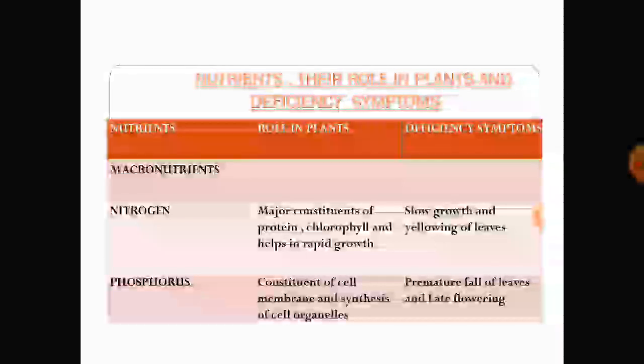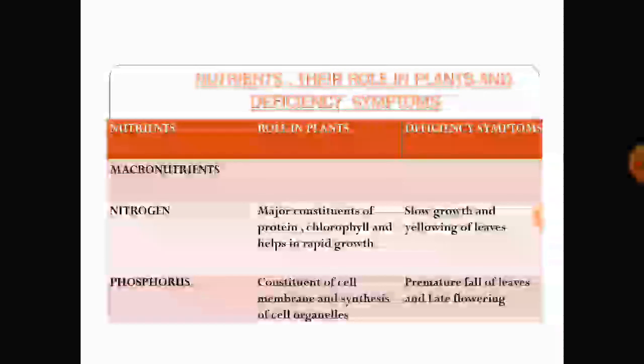Now, essential elements are further classified into two categories. One is the macronutrients and another is the micronutrients. Now, macronutrients are those nutrients in which the elements are required by the plant in large quantities. And micronutrients are those nutrients which are required by the plant in small quantities.